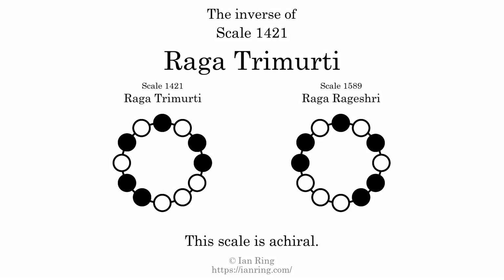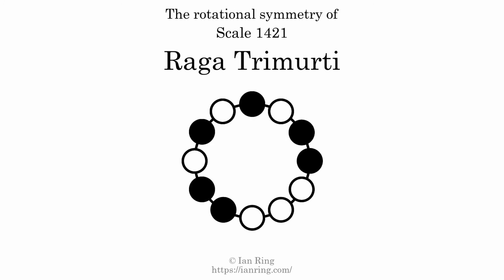The inverse of a scale is a mirror image. It is what you get when the sequence of intervals is reversed. The inverse of this scale is scale 1589, also known as Raga Rajashri. This scale is achiral, since it can transform into its own reflection by a rotational transformation. This scale has no rotational symmetry.